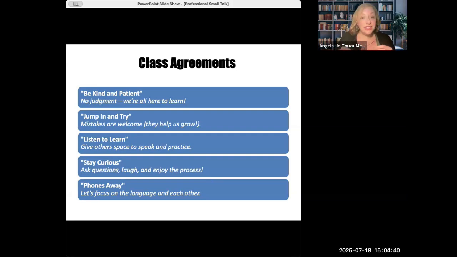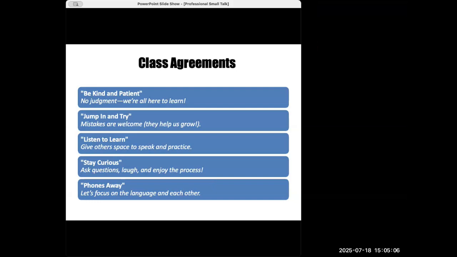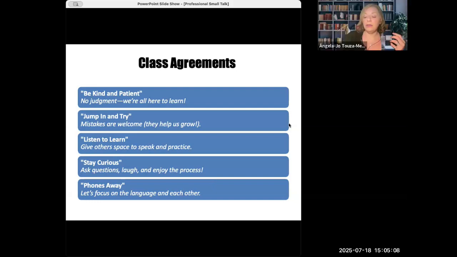Then I'm going to ask you to stay curious. I want you to ask questions. I want you all to have fun, and I want you to enjoy the process. And then I'm going to ask you to please put your phones away unless you're using them. Hi, Tomas. Unless you're using them to interact with the class or to follow along with the PDF. Okay, now we're going to move on to the class.